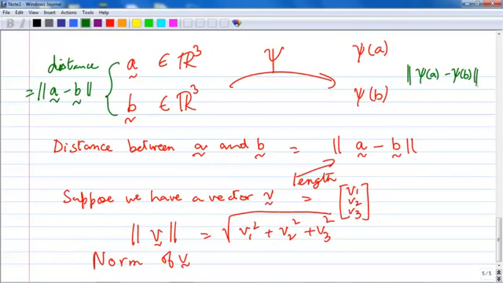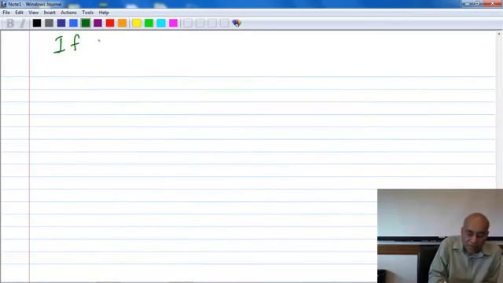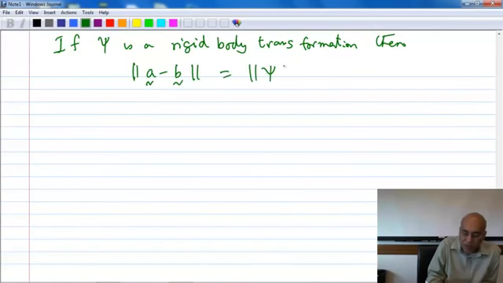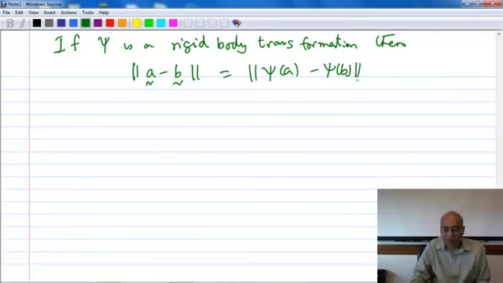So we can now define this. If psi is a rigid body transformation, then the length of A minus B is equal to the length of psi of A minus psi of B. Okay, so that's my definition.